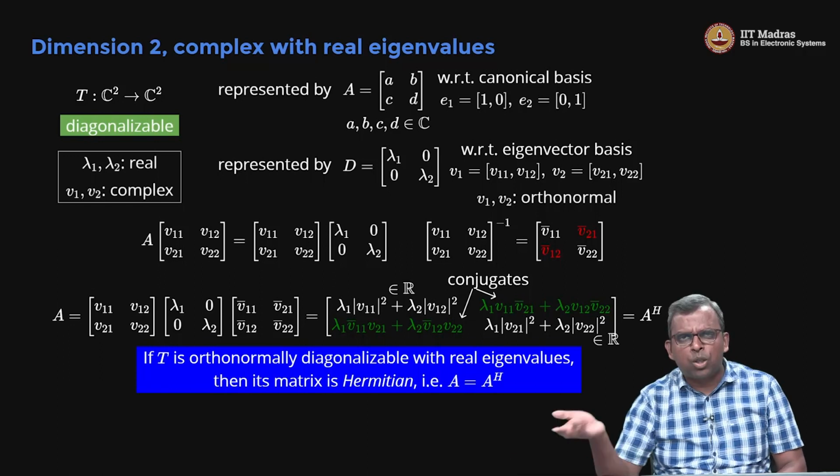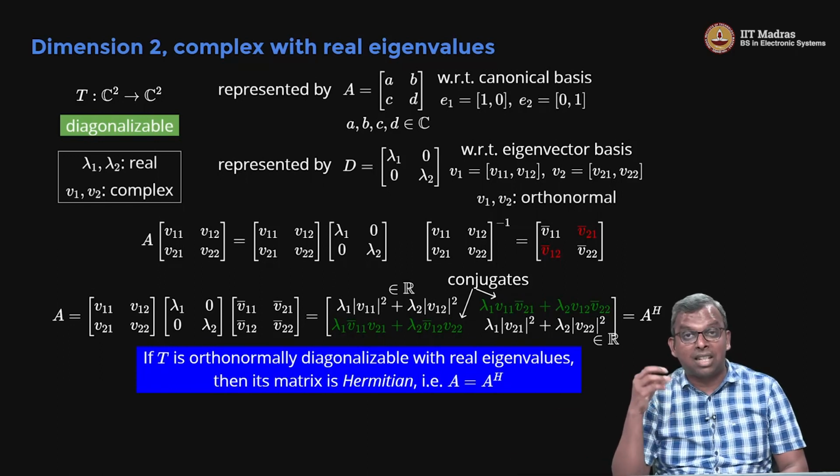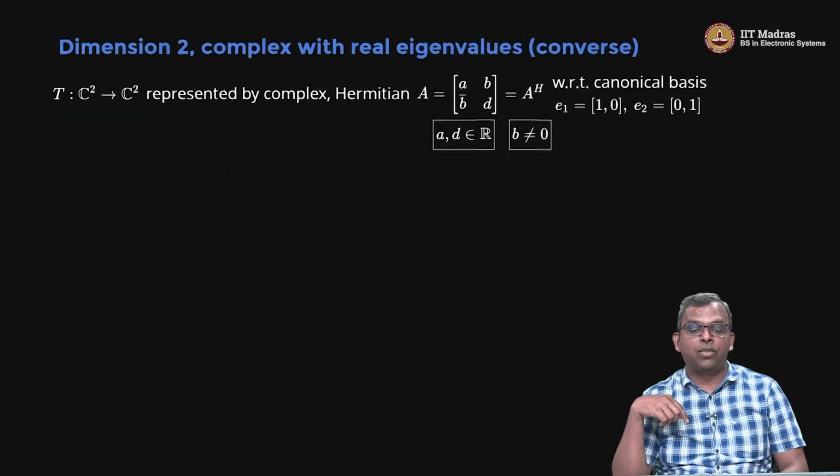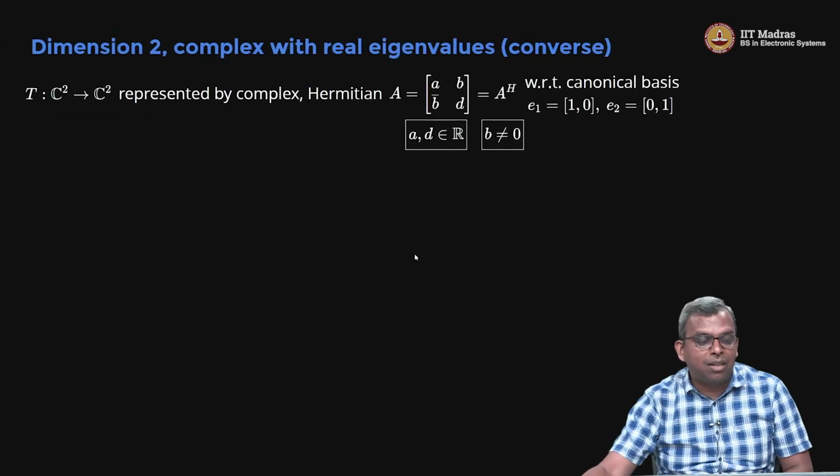What about the converse? Supposing we start with a Hermitian matrix, is it true that it has real eigenvalues? Is it true that it has orthonormal eigenvectors? That is the converse we are going to check. Let us start with an operator T from C2 to C2, and maybe it is represented by a complex Hermitian matrix A. Hermitian meaning A and D will be real, and then B will be equal to C bar.